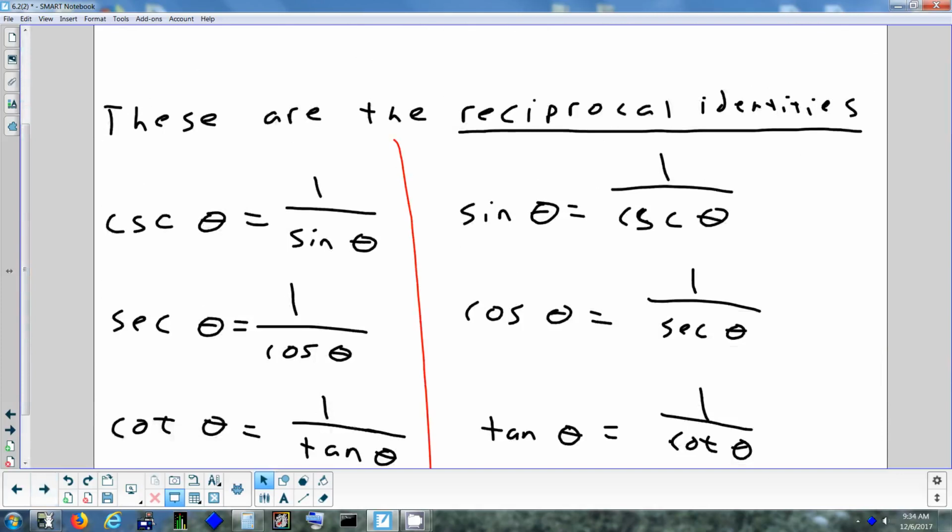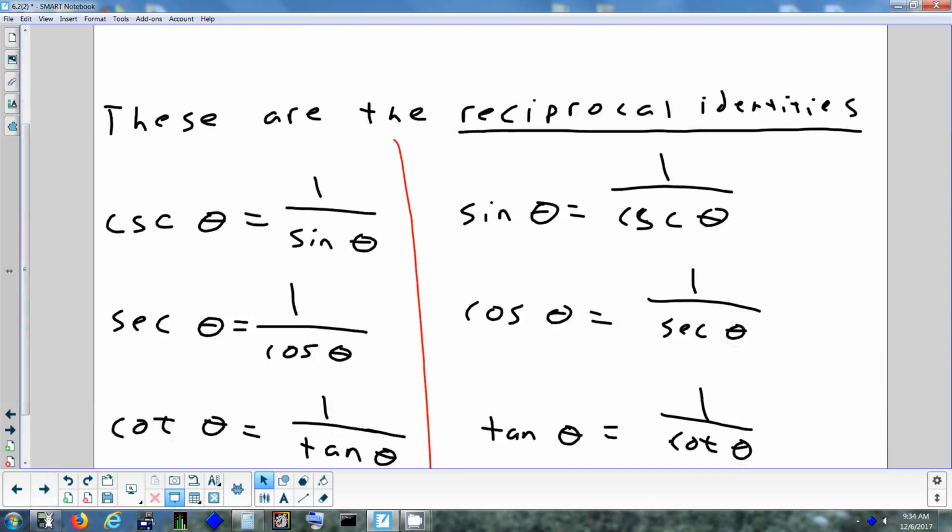Flip the sine to get the cosecant, flip the cosine to get the secant, flip the tangent to get the cotangent. Now, if you flip it again, you could go back to what you started with. If you flip the cosecant, you get sine. If you flip the secant, cosine. And if you flip the cotangent, you get tangent.